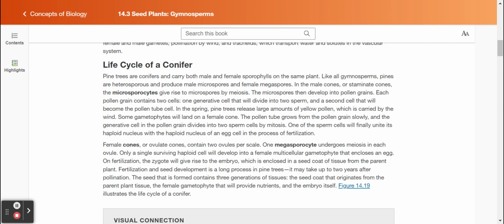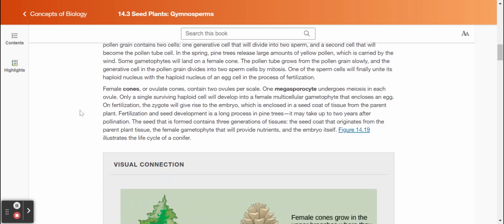The seed that is formed contains 3 generations of tissues: the seed coat that originates from the parent plant tissue, the female gametophyte that will provide nutrients, and the embryo itself. Figure 14.19 illustrates the life cycle of a conifer.